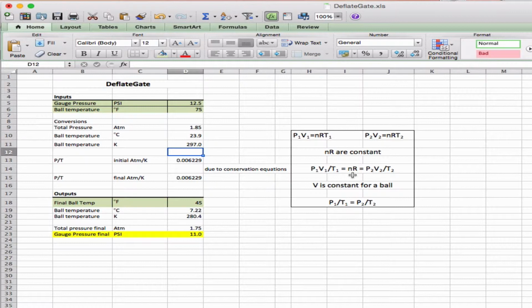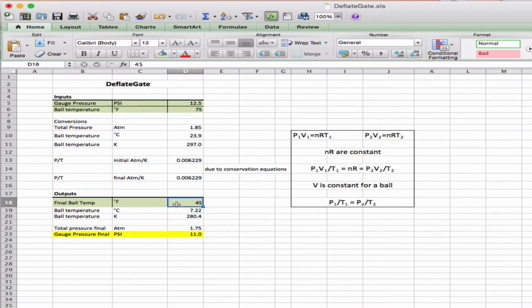So notice nR is a constant. And because it's a ball, V is a constant. So the gas law simplifies to P1 over T1 equals P2 over T2. All right, so here we go. P1 over T1 is 0.006229. Notice all I did is take D9 divided by D11. And our conservation equation says that the final P over T has got to be the same, so I've set them equal. And now we come down to the outputs.